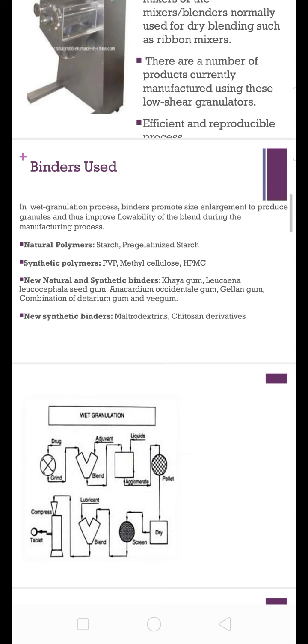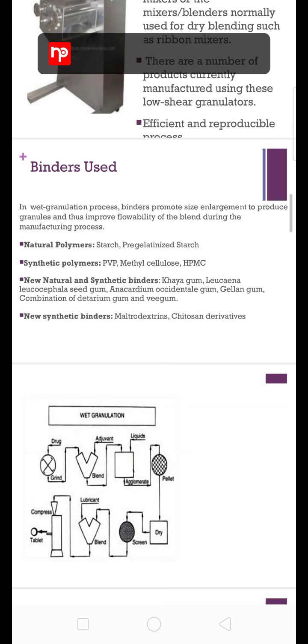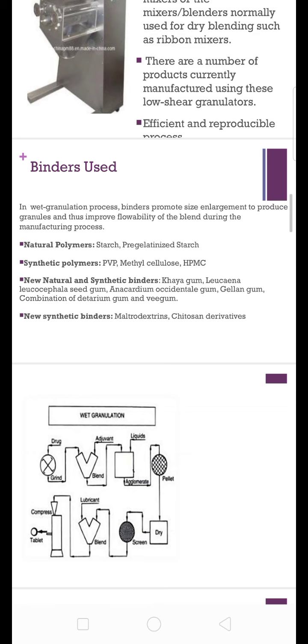Okay. Now the binders used in wet granulation. What is the role of binders? They promote size enlargement. By addition of binder, it leads to the agglomeration of the material and promotes size enlargement to produce granules, and thus it improves flowability of the blend during the manufacturing process. Now what are the binders used? They are natural, semi-synthetic and synthetic.